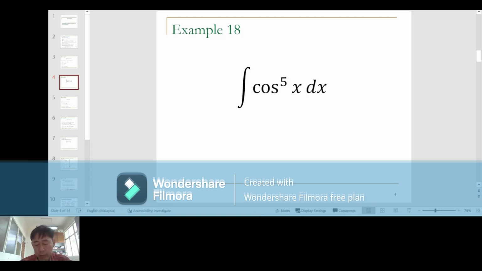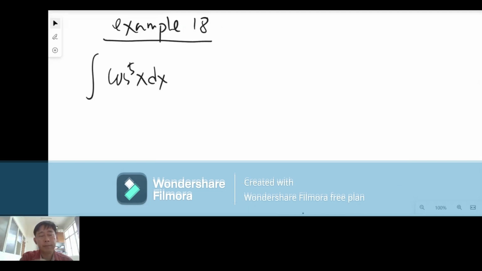In this video, we are going to discuss example 18, the integration of cos raised to an odd power, which is 5. The integration can proceed by first splitting the odd power of cos into the product of an even power, which is one order less than the original odd power, and a linear cos x term.